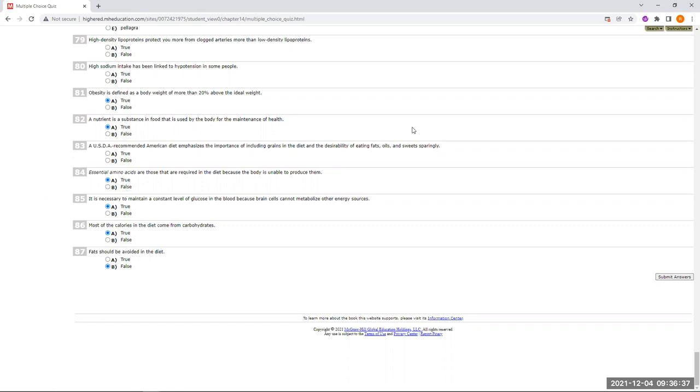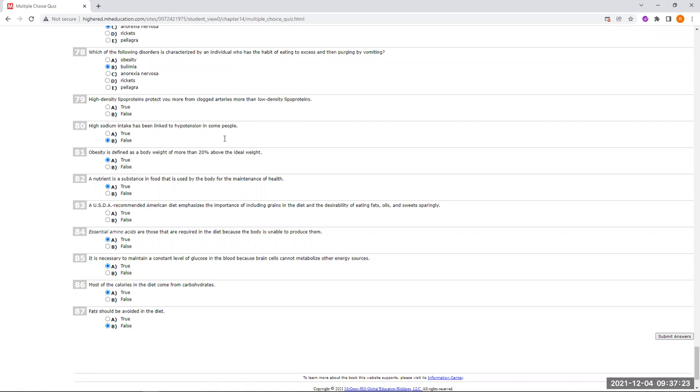Since we already at 80, let's have a look at this. High sodium intake has been linked to hypotension in some people. Is this true or false? True, sir. All right. So this word hypotension. It's false. Hypo means low. But yes, hyper, right? So high sodium intake, is there a link between high sodium and high blood pressure? Oh, yeah. So to make this statement correct, it would be low sodium intake has been linked to low blood pressure in some people. But high sodium intake has been linked to hypertension. So it is why, you know, everything in moderation.